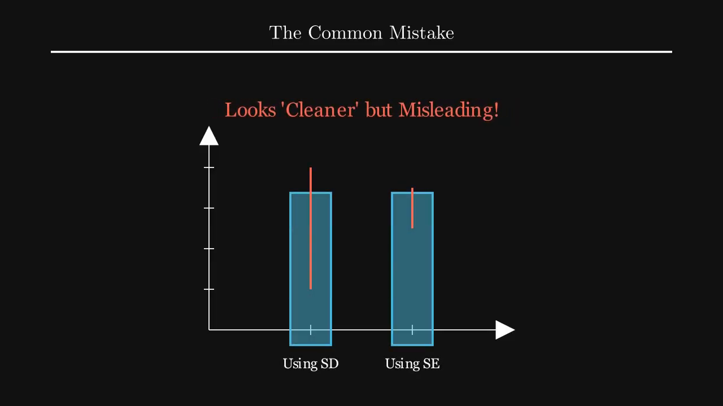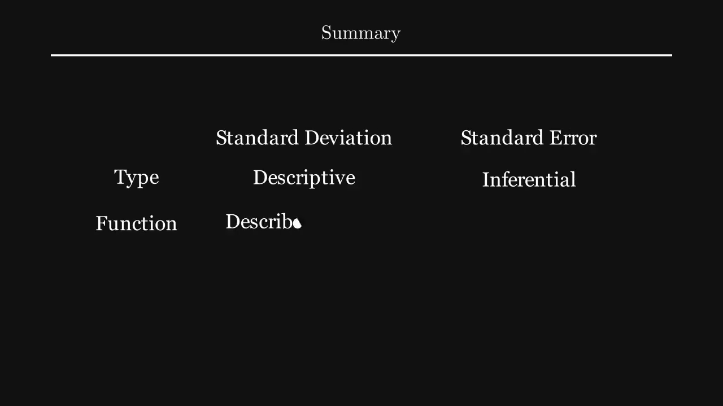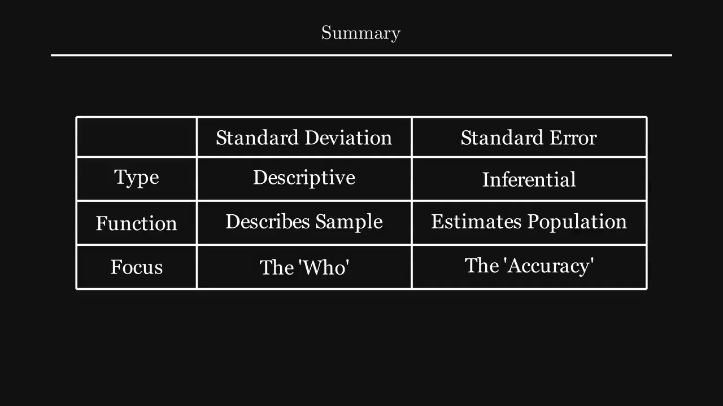A common error in scientific literature is using standard error to describe data variability because SE is always smaller than SD, making the data look cleaner or less noisy. This is statistically misleading. SD describes the who, the individuals, while SE describes the what, the accuracy of the mean. Confusing them can lead to overconfidence in unstable data or a misunderstanding of biological or physical diversity.